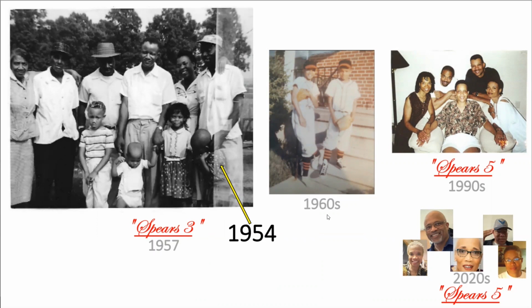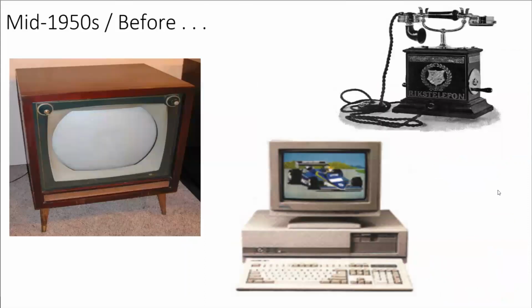By the 1960s, we had 2 more siblings to round out the Spears 3 to the Spears 5, and knock on wood, still going strong even to this day. So a lot was going on in the 1950s. This was an era where we didn't have flat screen TVs, we didn't have cell phones, we didn't have laptops, we didn't have text messages and emails. Things were done a lot more simply. Communication was a lot more simple as well. Word of mouth, and sometimes putting pen to paper and sending letters.